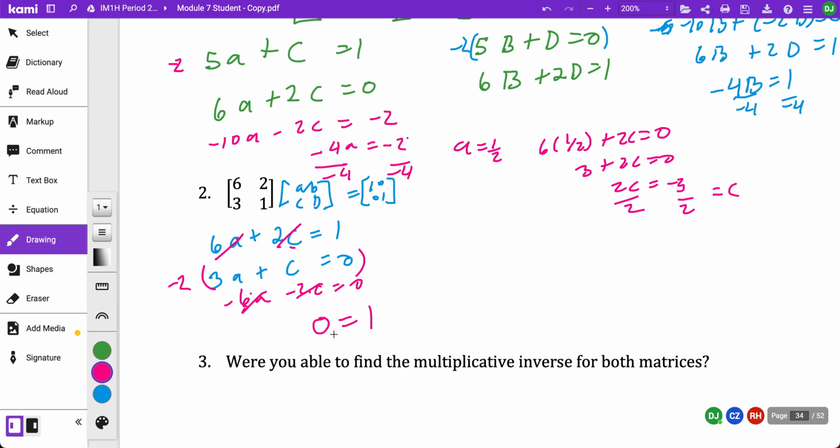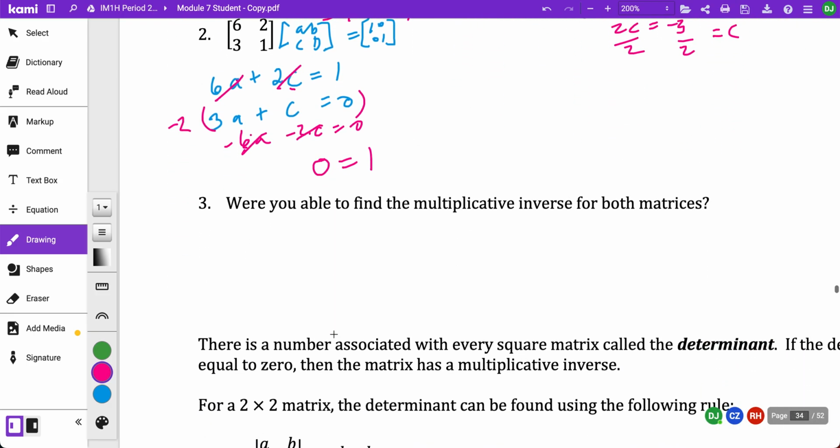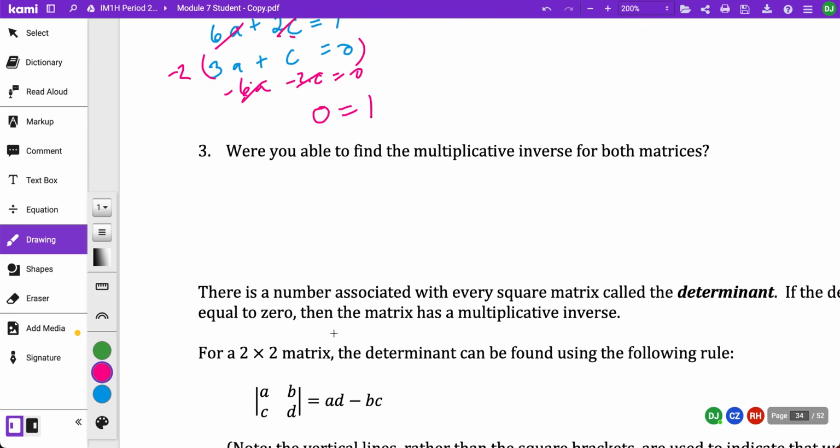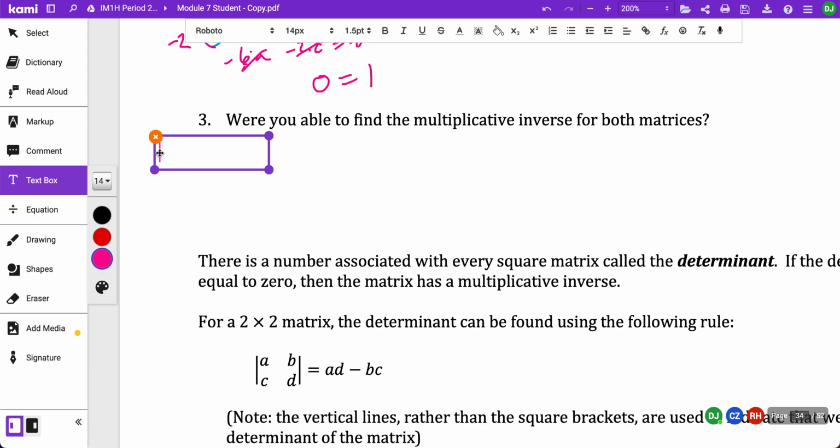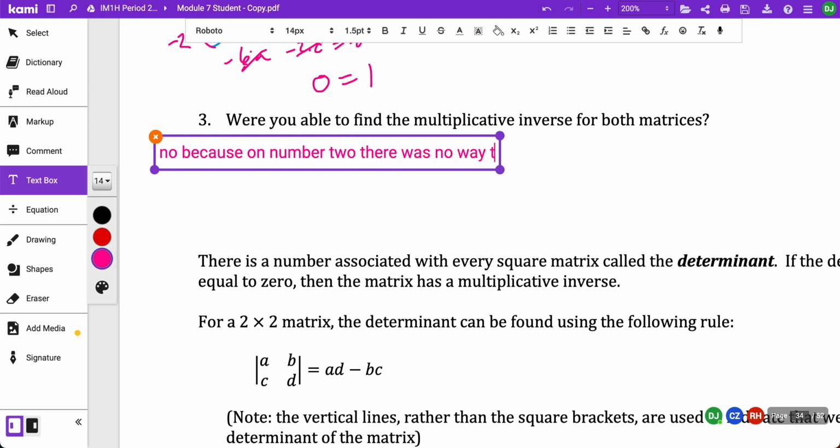So what would that mean? This is saying that this does not have a multiplicative inverse. So were you able to find the multiplicative inverse of both matrices? And no, because what we're about to find out is the second example did not have what we call a determinant. So no, because on number 2, there was no way to solve for the multiplicative inverse.